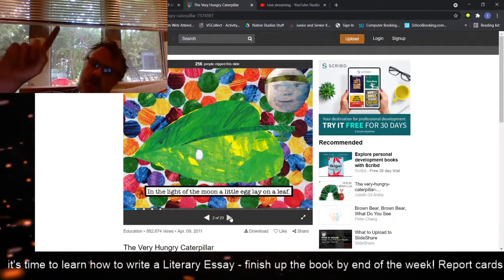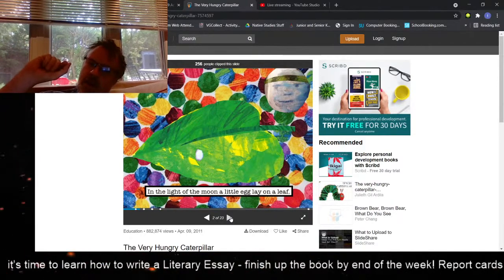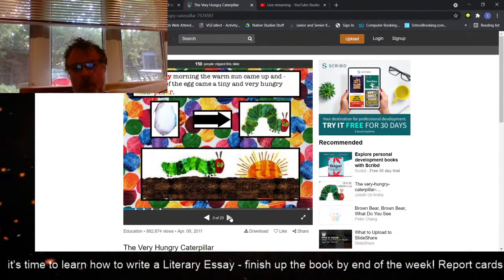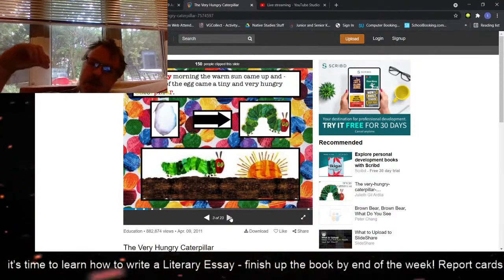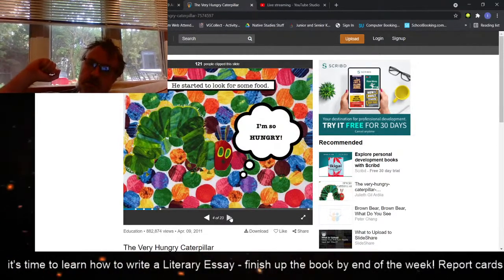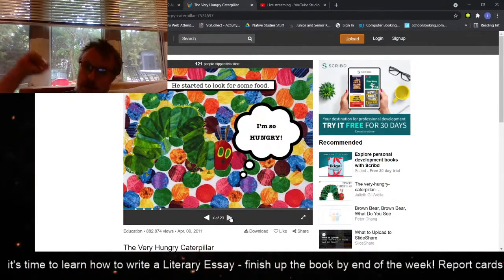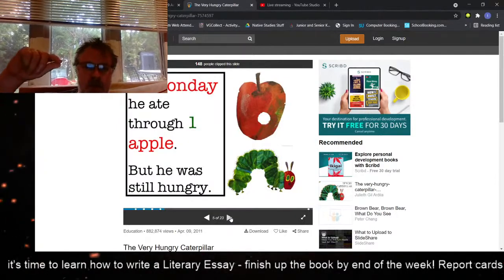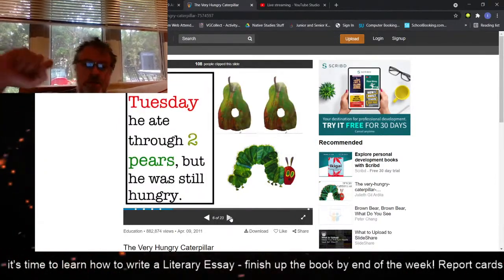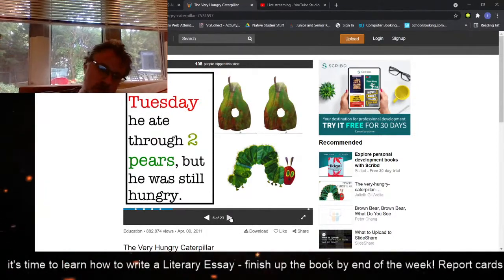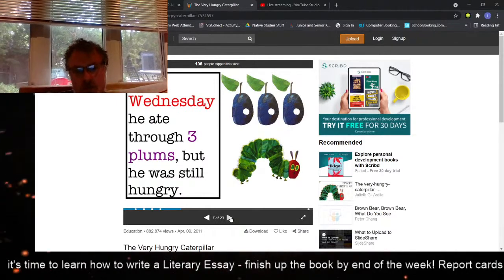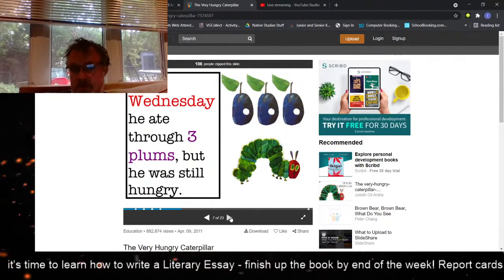In the light of the moon, a little egg lay on a leaf. One Sunday morning, the warm sun came up, and pop! Out of the egg came a tiny and very hungry caterpillar. He started to look for some food. "I'm so hungry." On Monday, he ate through one apple, but he was still hungry. On Tuesday, he ate through two pears, but he was still hungry. On Wednesday, he ate through three plums, but he was still hungry.